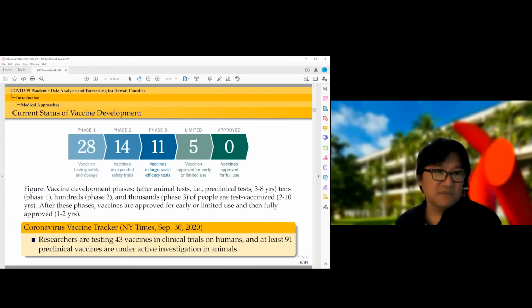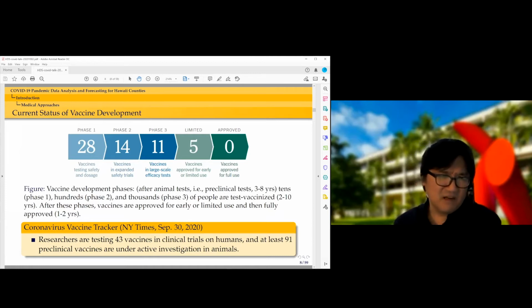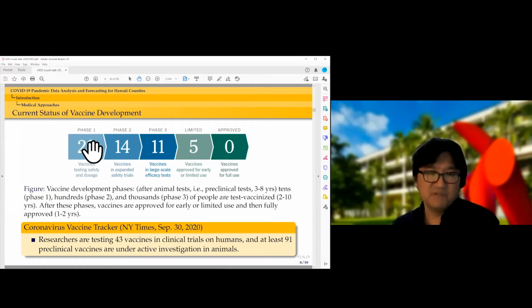Okay, in terms of vaccine development, there are actually six phases. Before phase 1 is the preclinical phase, using animals as a test, which takes 3 to 8 years. Then in phases 1, 2, and 3, tens of volunteers, then hundreds or thousands of people are used. Phases 1 to 3 take about 2 to 10 years.